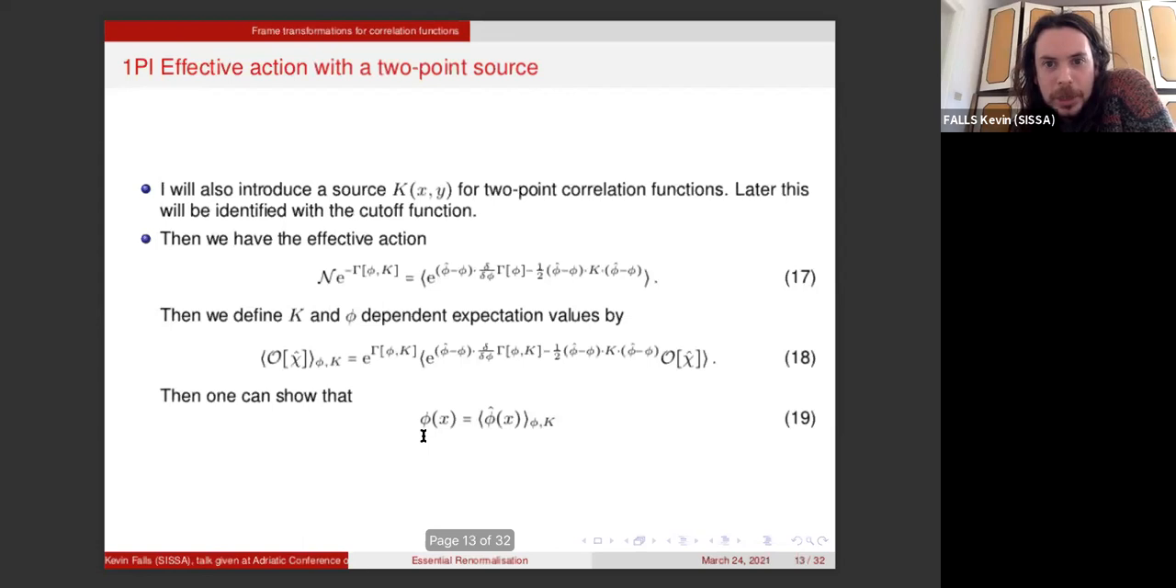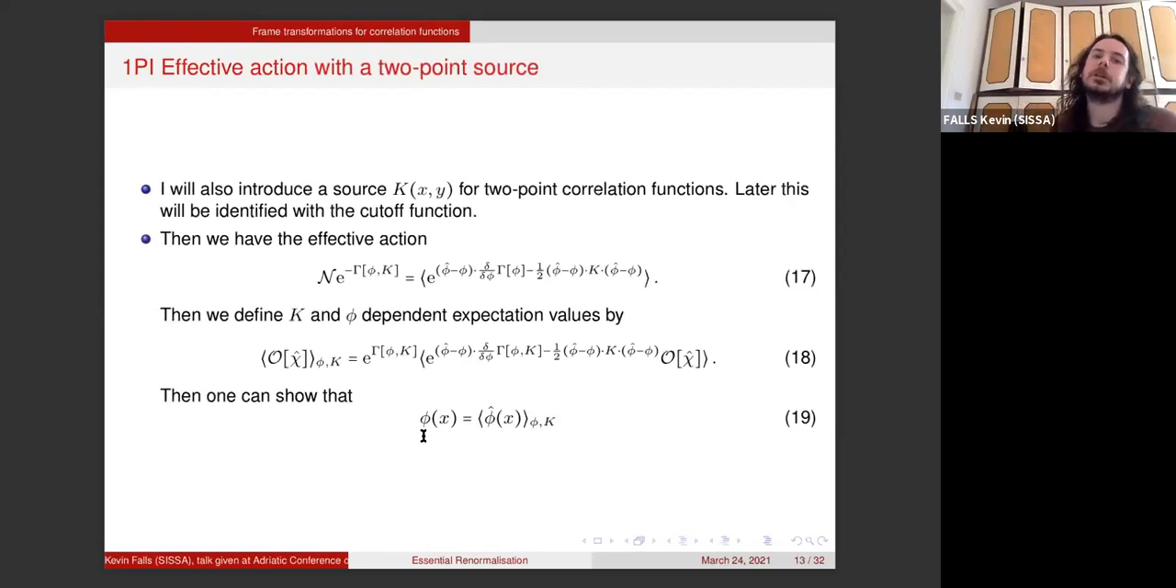And then there is one last ingredient that we will need to include, which its purpose will become apparent later, but we just want to now include also an extra source, which is a two-point source, which couples to the fluctuations around the mean value of the field, so that we will work with an effective action which depends on the phi, and then some two-point function k, which I will specify in a moment. So now the idea is that we have these generating functionals, and we want to apply this idea that the physics does not depend on which frame we choose.